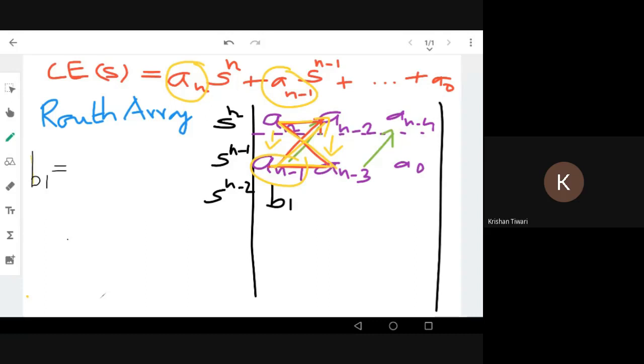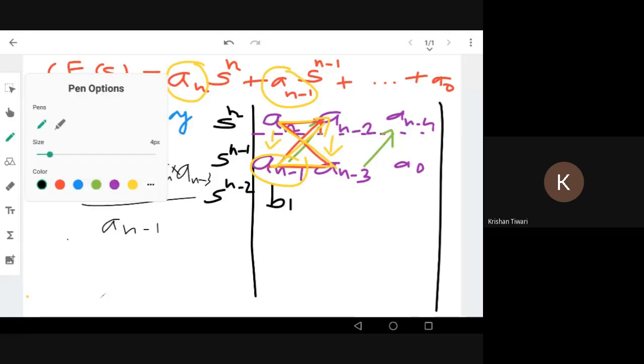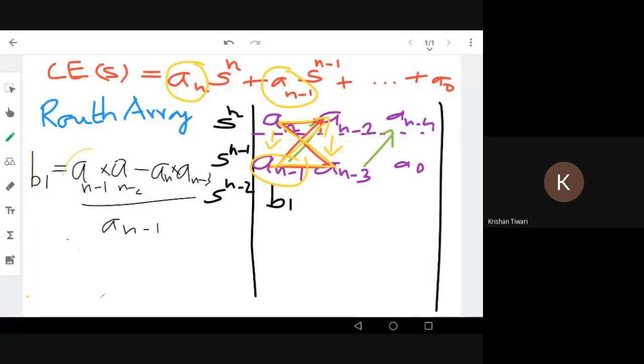b1 equals, first I'll take the bottom, that is a(n-1) into a(n-2), straight to top, minus a(n) into a(n-3), divided by a(n-1) again, right? So this is the equation. You can note that a(n-1) is coming two times. It's starting from a(n-1) and ending with a(n-1), right?